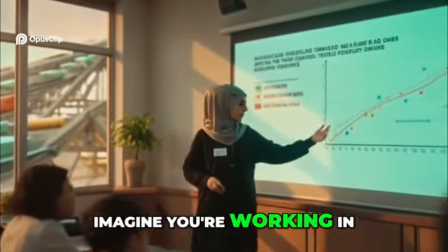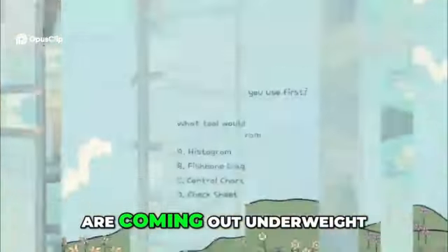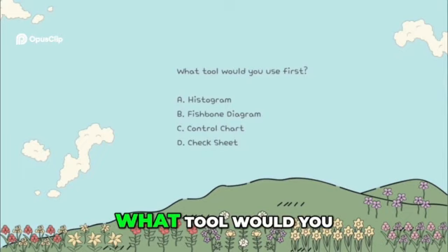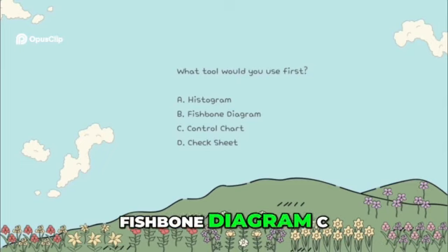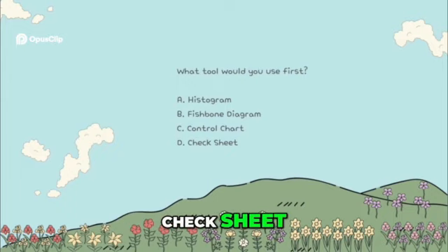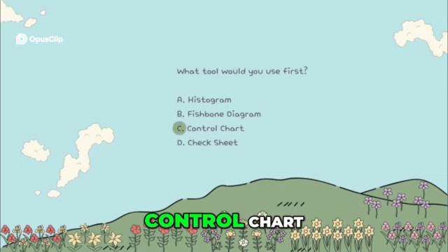Imagine you're working in a factory packing biscuits, and recently some packets are coming out underweight. What tool would you use first to check what's going on? Is it A, histogram, B, fishbone diagram, C, control chart, or D, check sheet? Take a moment to think. The correct answer is C, control chart.